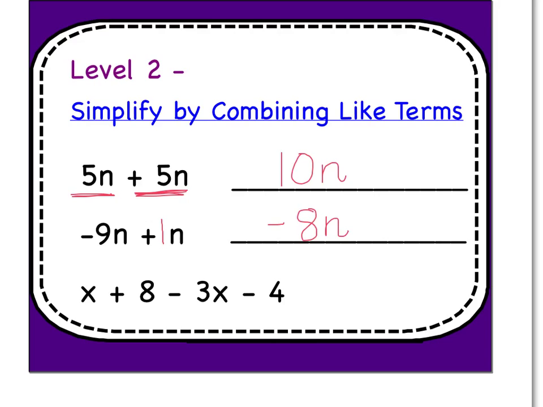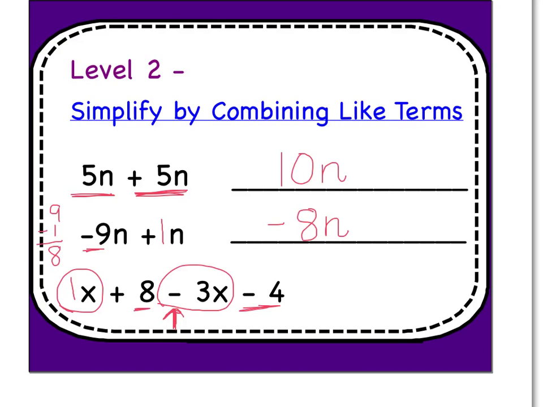With the integers, remember you take the bigger minus the smaller, which gives us 8, and since there are more negatives than positives, our answer needs to be negative. Here I'm going to put my coefficient in. I've got 1x plus 8 minus 3x. Please notice that I took this sign with the 3x. It's not just a positive 3x, it's a minus 3x. And then I have my 8 and my minus 4.